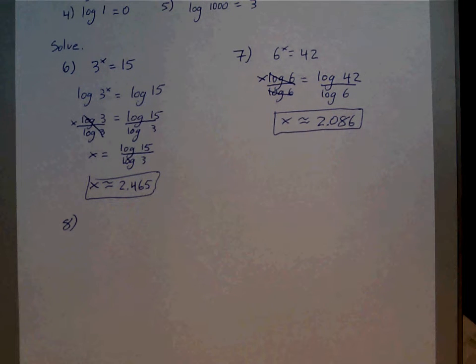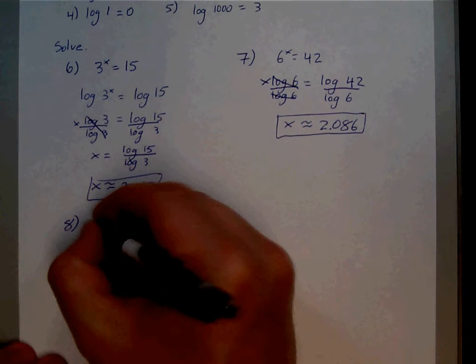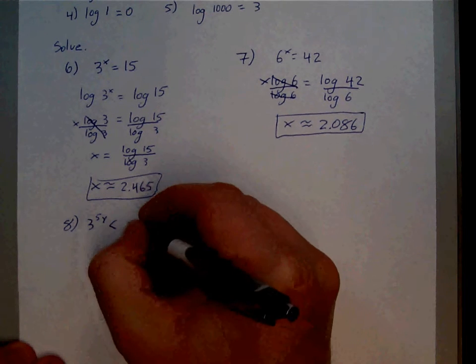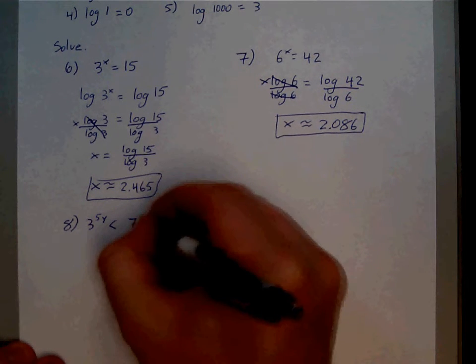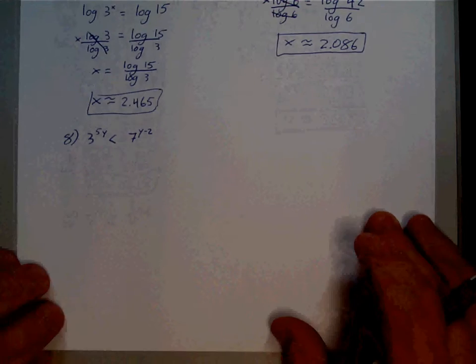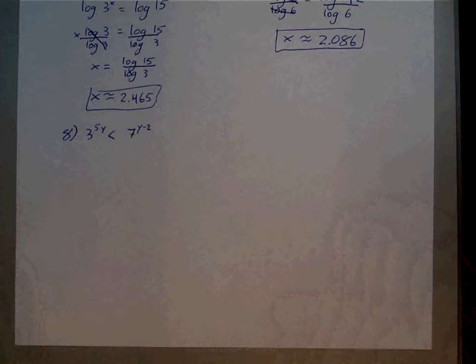So let's go with 3 to the 5y is less than 7 to the y minus 2. Now this is actually one of the examples out of the book. So you can also see it in the book if you want to look back at it later, but I'll kind of walk you through it.